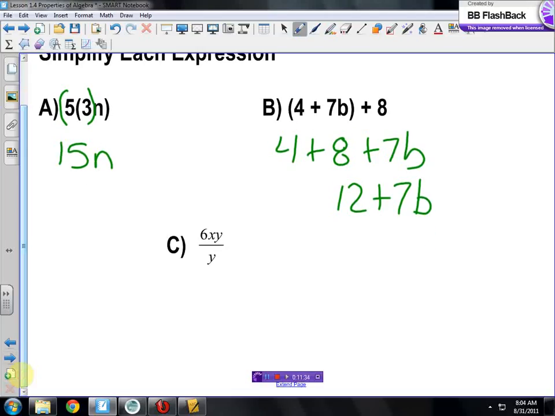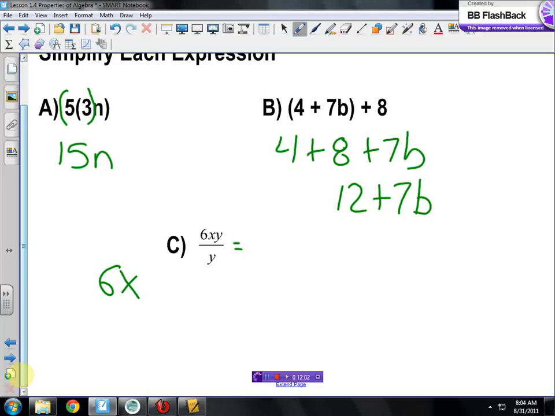And on the bottom here, part C, to simplify this one, does anybody have any ideas what we're going to do? Yeah, a lot of people are going to say, hey, I know that division, they'll cross off and reduce to 6x, right? Okay, good. Now, I'm going to redo this problem to just show you how we use the properties to come up with that.